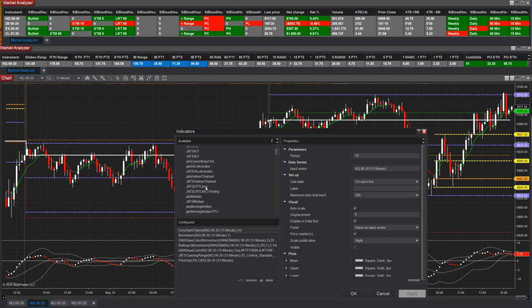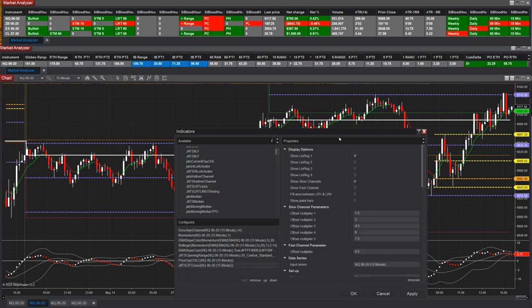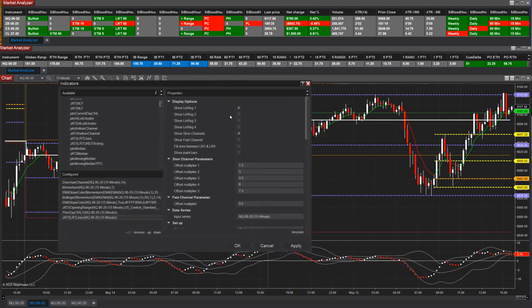Now you can put as many linear regression lines on it as you want. I have four. I recommend that you at least put the main trend line on there, and your slow channels. And you can control your slow channel parameters. That just puts a band at a distance offset from the main trend line.